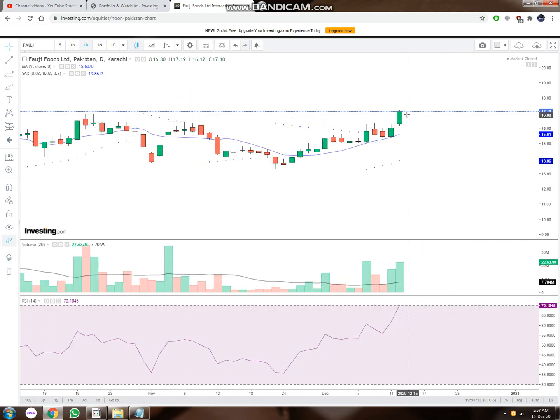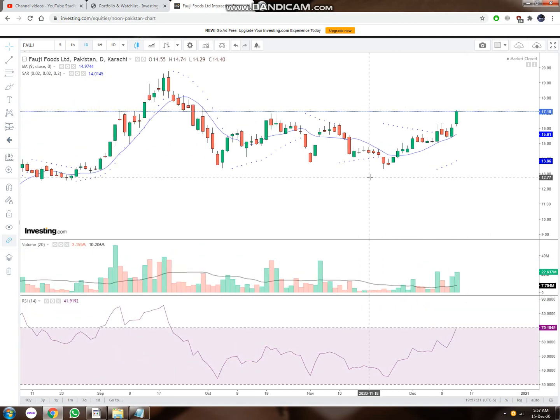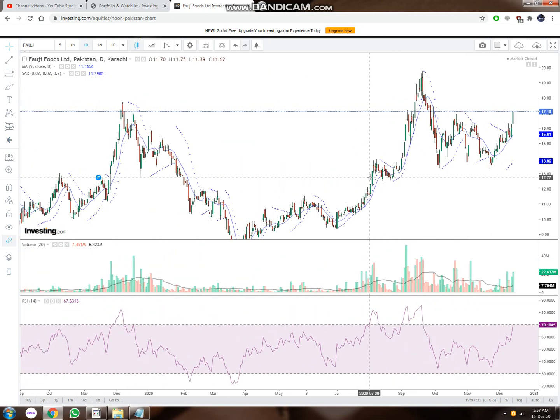Now this is a strong bullish candlestick, but I'm going to wait for it to show me what the pattern is for the next trading day. So I'm going to wait for that to know what surprises it has for me.